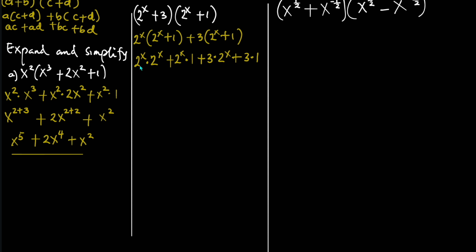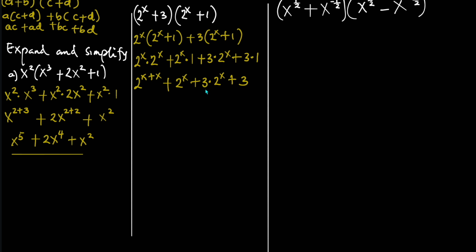And this, we can see that they have a common base. So all you have to do is to add the index. So this becomes 2 to the power of x plus x, plus 2 to the power of x multiplied by 1 gives 2 to the power of x, then plus 3 multiplying 2 to the power of x, then 3 times 1 gives 3.